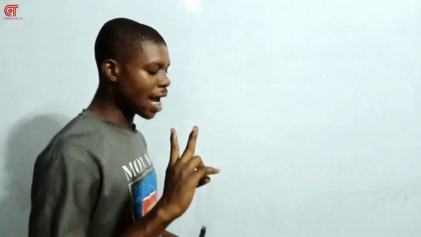In sp3 hybridization, carbon combines one 2s orbital with three 2p orbitals. That would make the sp3. I know that you may not understand this very well, but let me explain to you. Carbon has what we call the ground state configuration. We also have what we call the excited state configuration.